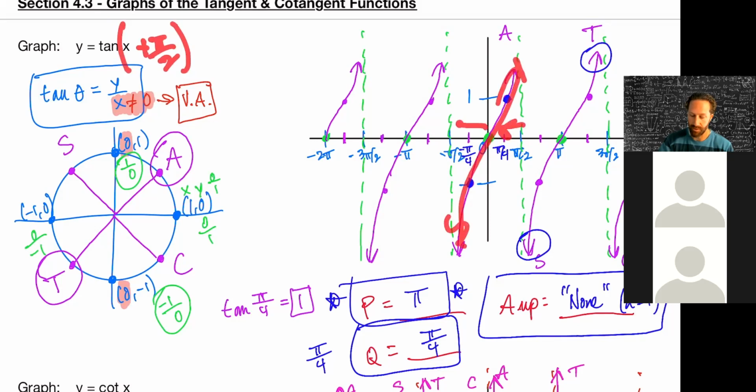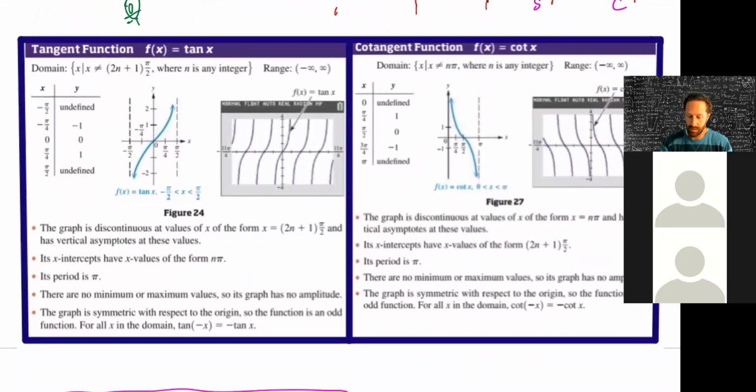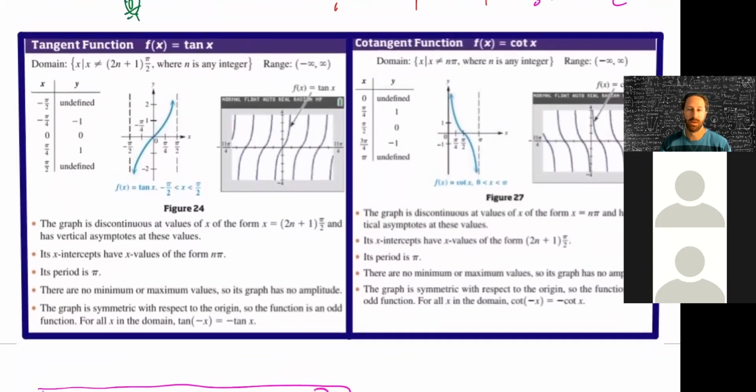Just shifted everything left pi over 2. All right, so keep that in mind as you go through these. Here's everything together to make sure that you have it all in your notes if you want it. Again, talking about the domain, what things we can put in, really where we're looking at what we can't. The range for these is everything. There is no void, like there was that gap in between secant and cosecant.